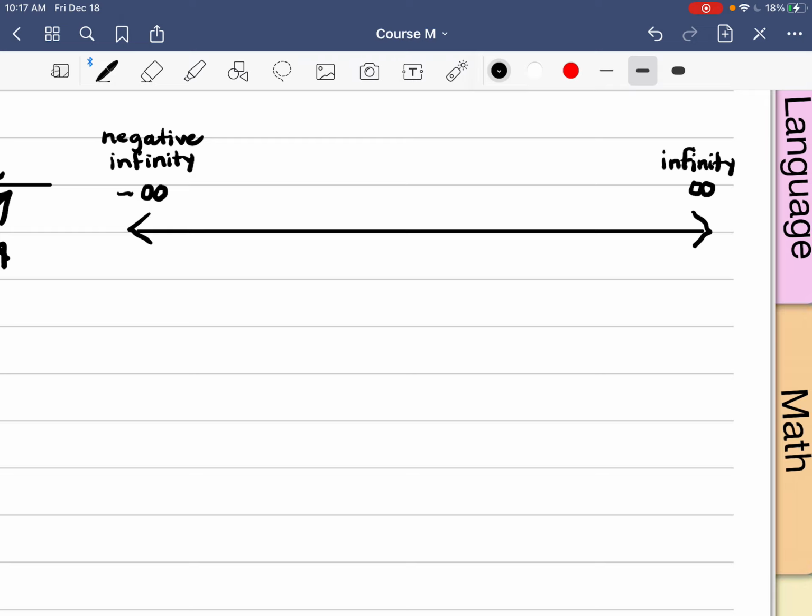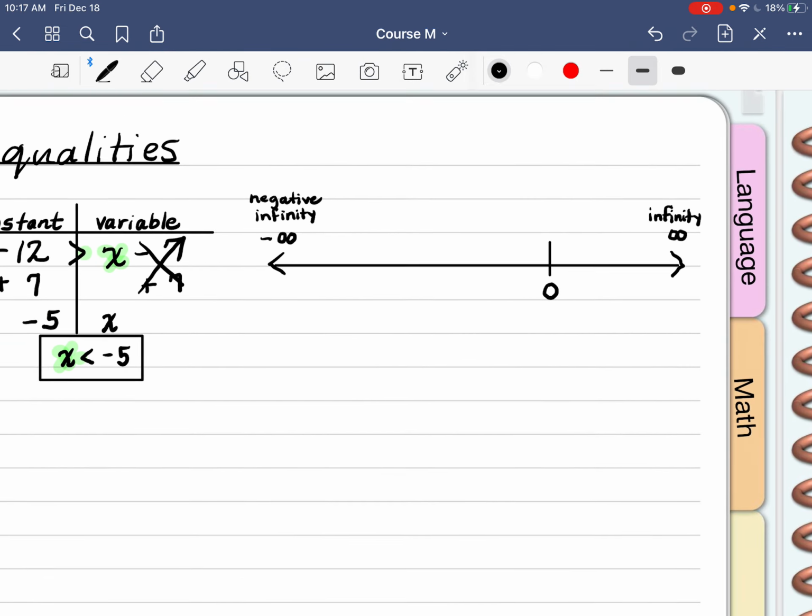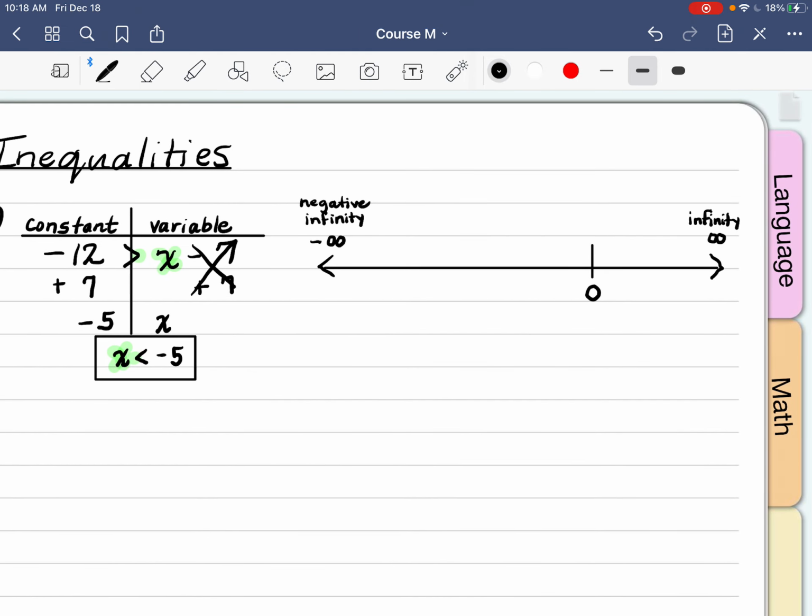The next thing I like to do, and my college professor taught me to do this, is put 0 on the graph. Because positive and negative depends entirely on the position of 0. So I always like to see 0 on my graph, just from habit. So where would our solution sit on this graph?